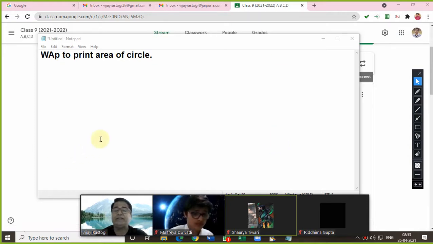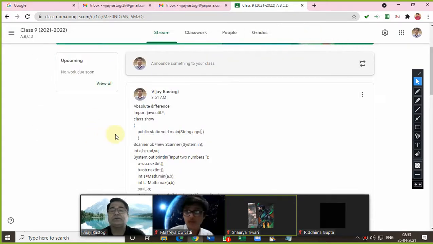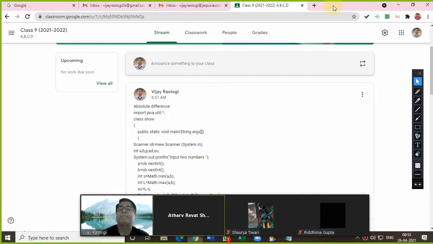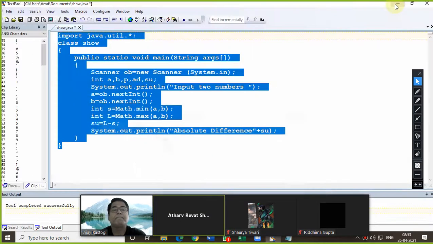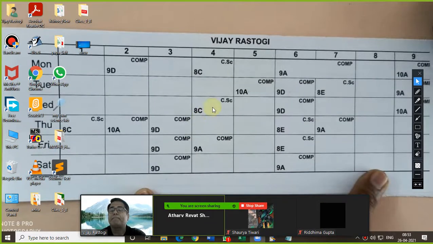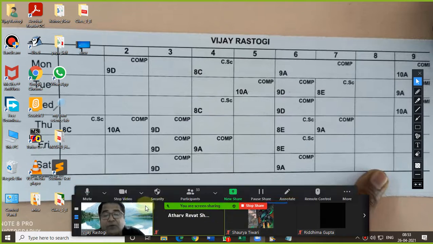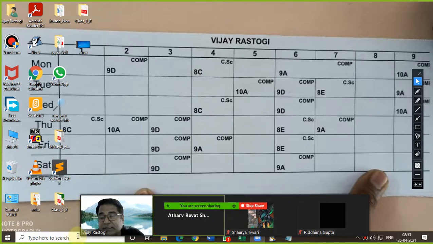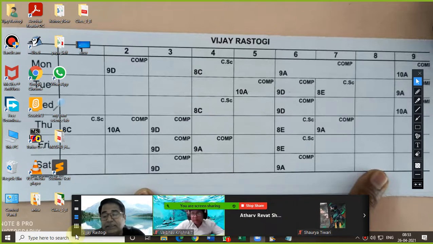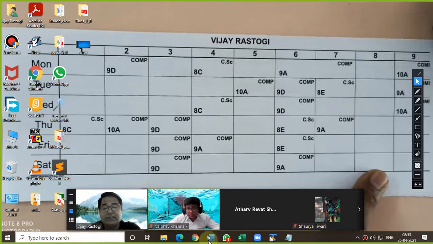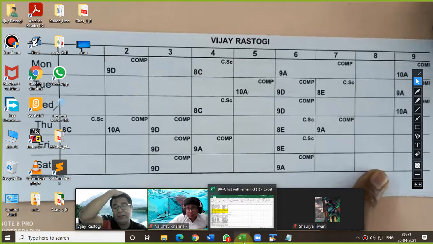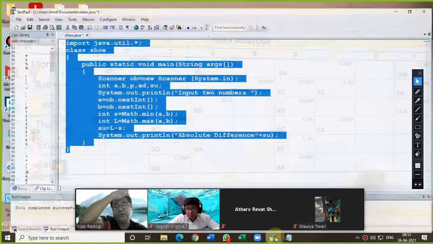So what type of variables are required in this question? Who will tell? Sir, R for radius and AR for area. So what type? I am asking what type of variables are required, whether it is integer? Sir, double type, sir. Yes, double type. Absolutely correct. So double type variables are required. Okay, so use that only.